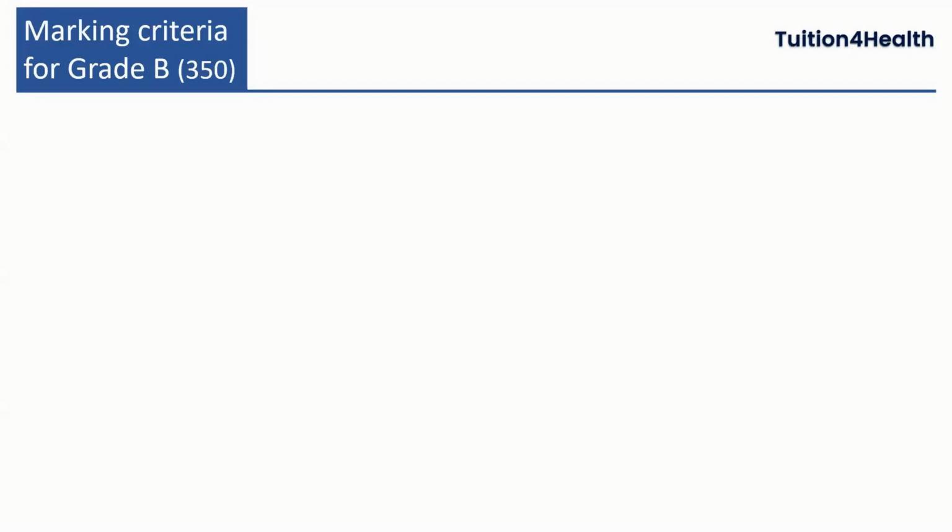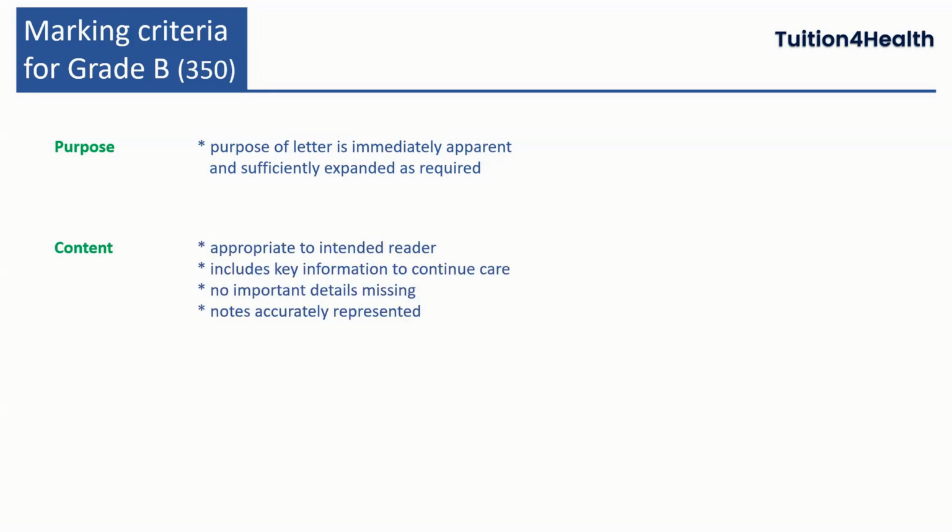Now let's take a look at the marking criteria so that you know what you have to do to get a high score. The purpose of your letter, the reason why you're writing, needs to be obvious at the beginning. The recipient should not have to read all the way to the end before finding out that the patient is going to be discharged tomorrow and needs home visits from tomorrow afternoon. The content criteria asks you to select only the information that is appropriate to the reader and make sure that you don't leave out something important they need to know.